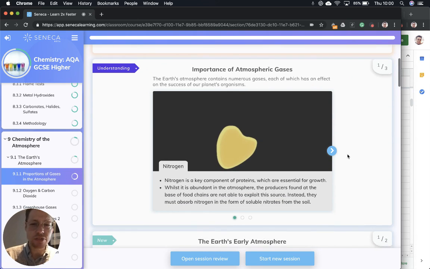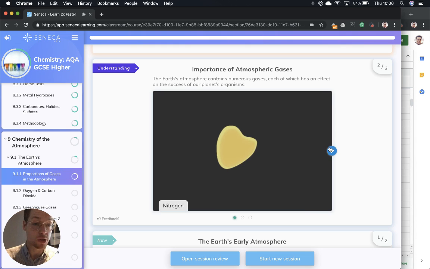Now, these gases are really important. Let's start with nitrogen. It's the most abundant. Do we remember the percent? It's coming in at 78%. Okay. Now, what is nitrogen used for? It's a key component of proteins, which are essential for growth. Now, while it's abundant in the atmosphere, the producers found at the base of food chains are not able to exploit the source. Instead, they have to absorb nitrogen in the form of soluble nitrates from the soil.